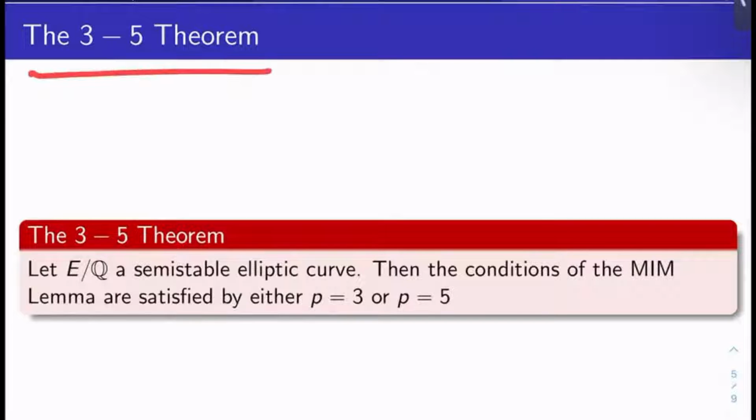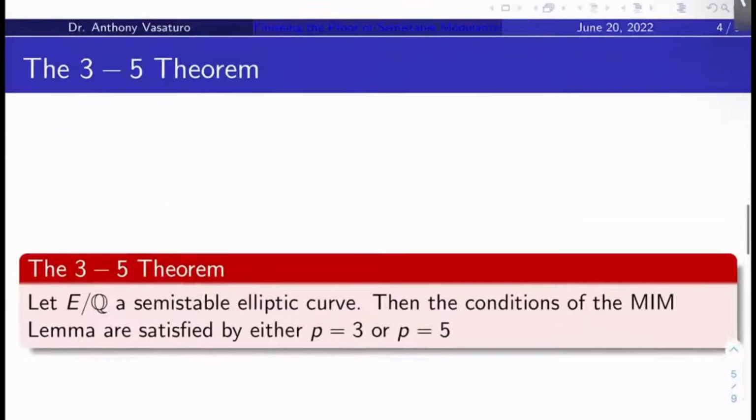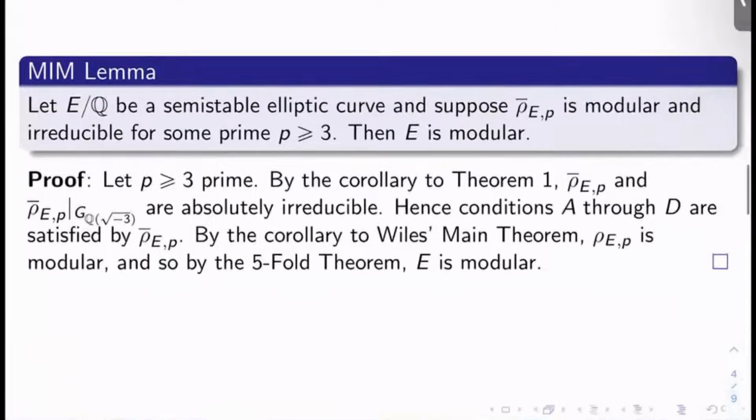All right, very important theorem here now. I'm going to call this the Three-Five Theorem. It says if E over Q is a semi-stable elliptic curve, then the conditions of the MIM lemma are satisfied by either the prime 3 or the prime 5. If I can show this, I'm done, because then I will have a prime at which rho bar E,P is modular and irreducible. And so the elliptic curve E will be modular.